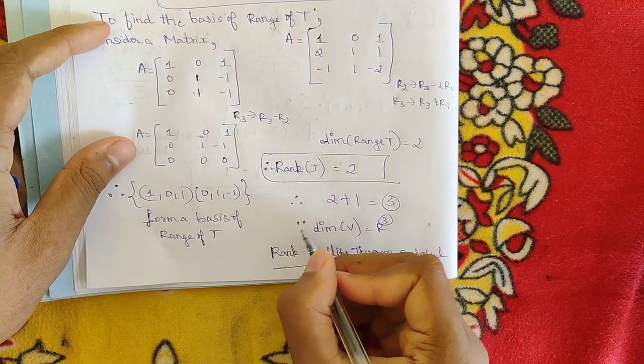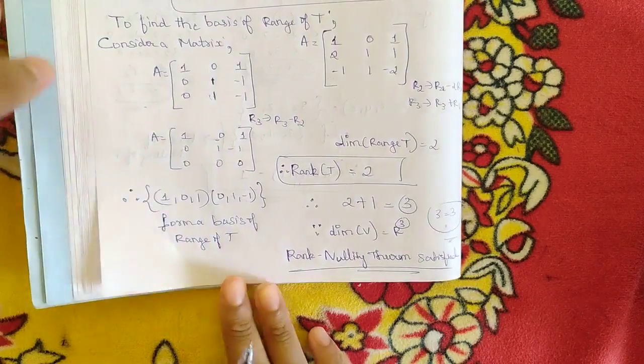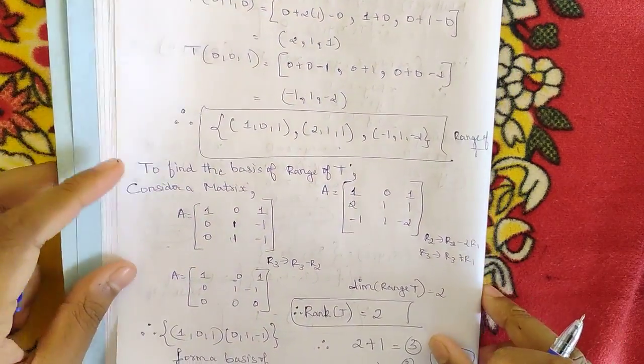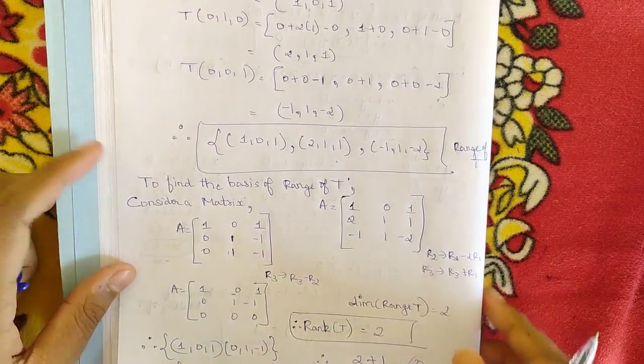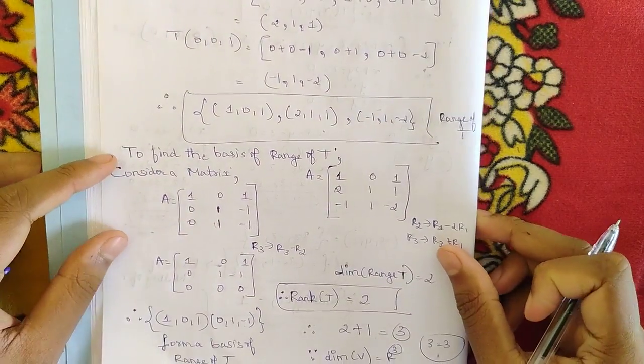Hope it is clear. Please go through each and every step very carefully to find the basis of range of T, rank of T, also the nullity of T. So please do solve it, guys, and try to understand, because this is very important. One question would be definitely asked. Okay.